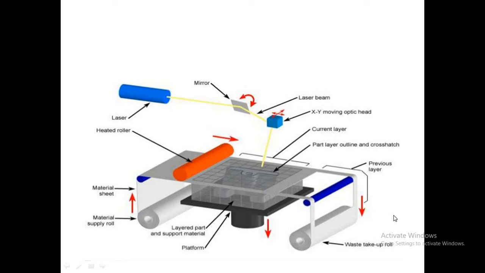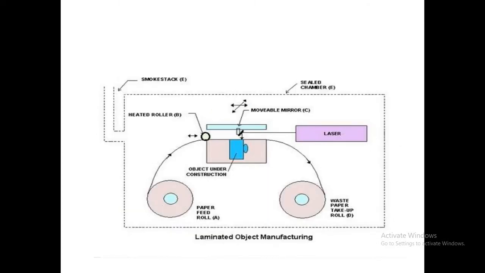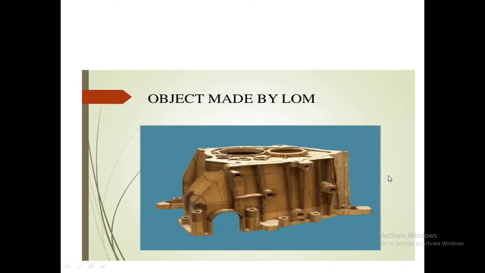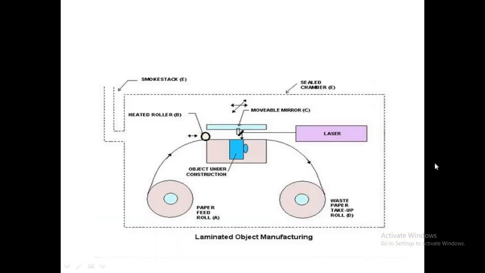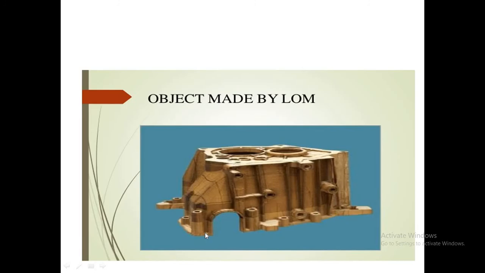This is another view of this LOM process. Here again you can see paper is fed. This is the paper feed roll, this is the waste paper take-up, and this is the laser. This is the laser which directs onto the mirror, and this is the head through which the actual part is manufactured. So this is the movable mirror. These are some sketches of objects made by this LOM process.